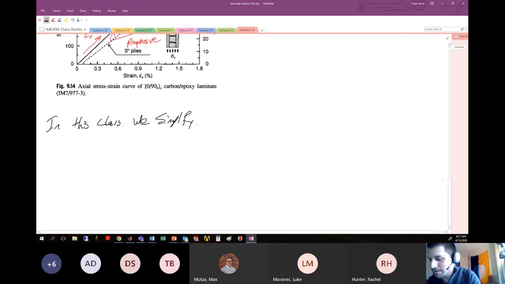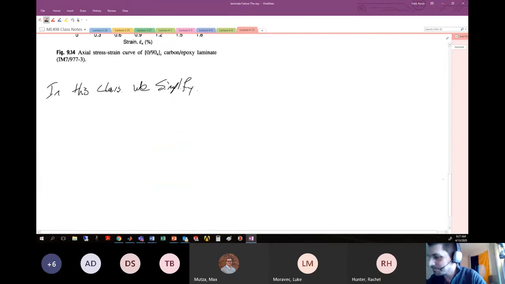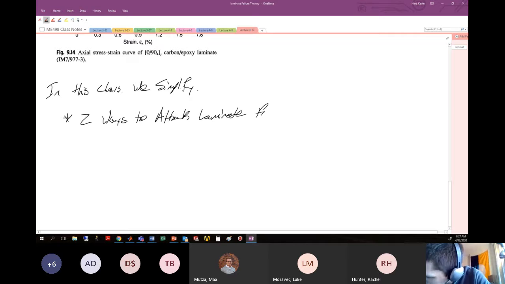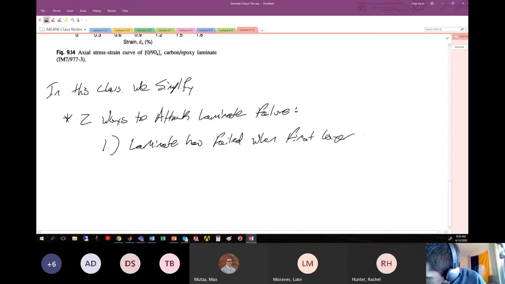And what I'll say is that there's really two ways to think about laminate failure theory, to attack laminate failure. And number one is, we'll say that the laminate fails when the first layer fails. Okay, we call this first ply failure theory.